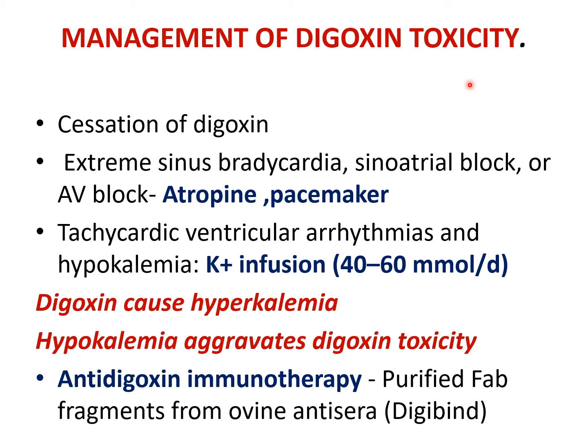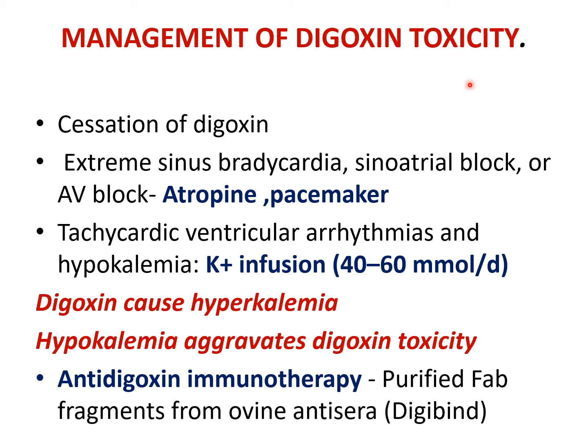So you must remember digoxin causes hyperkalemia, because it inhibits the sodium potassium ATPase, whereas hypokalemia aggravates digoxin toxicity. Potassium and digoxin compete for the sodium potassium ATPase, so whenever there is hypokalemia, more digoxin will bind to the enzyme and it causes digoxin toxicity.